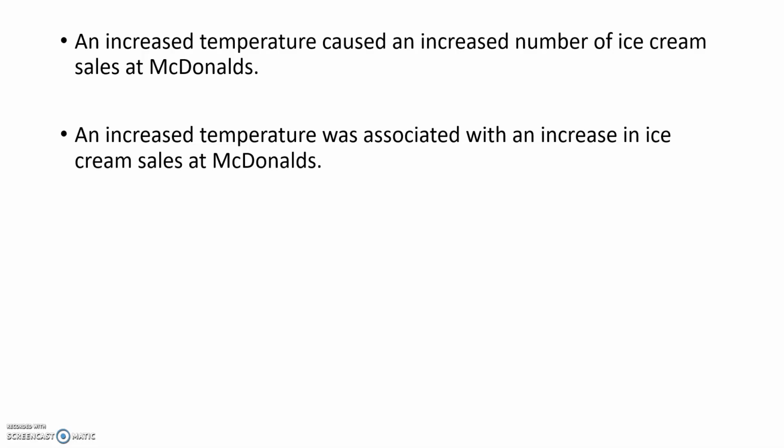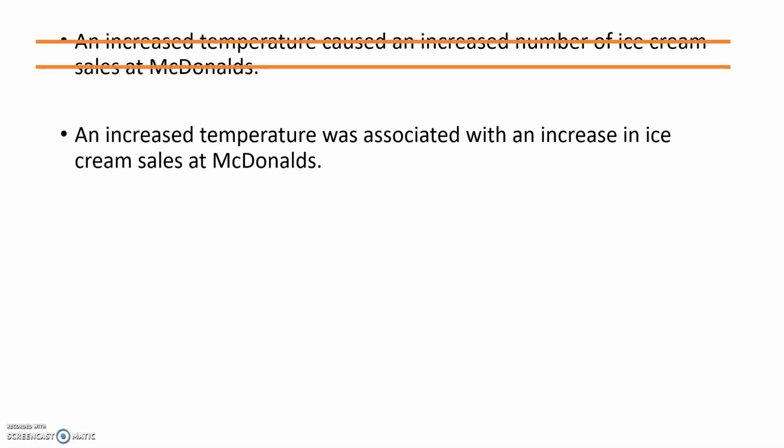Another thing that you can look at with this, before we get into that last bit, there's two sentences here, and one is an increased temperature caused an increased number of ice cream sales at McDonald's, and an increased temperature was associated with an increase in ice cream sales. Pretty much for general maths and further maths, if you see the word caused, you've got to go back and think about this. It's not one thing causes the other because there are other factors. So it is that one thing will influence the other or one thing will be associated with the other. So if it's a multi-choice question, the caused can pretty much disappear straight away.